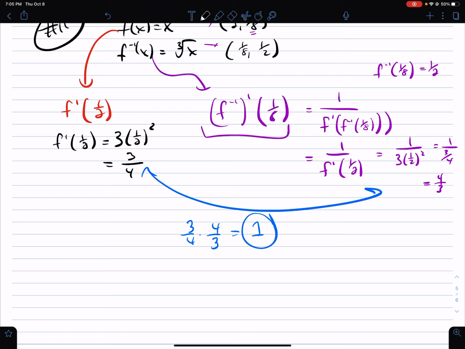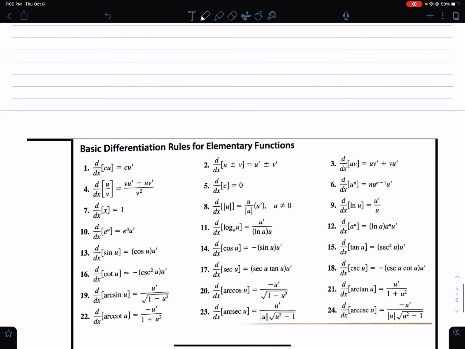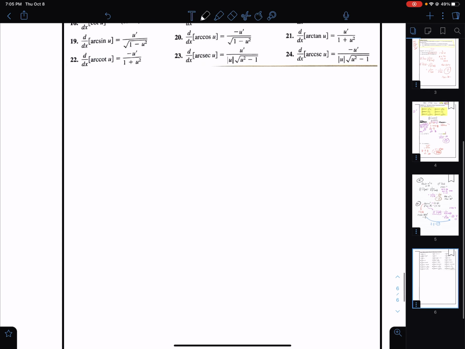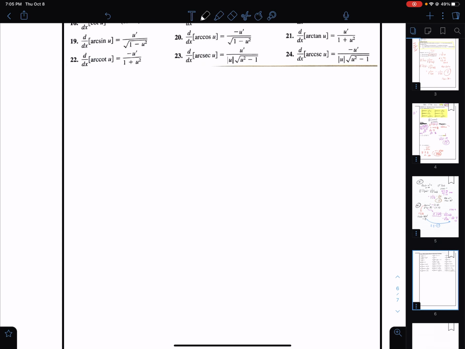The last example I did want to go through was number 19. And on number 19, I guess I need another page. I encourage us to do it 2 ways on that. So just copy number 19. They want us to find dy/dx.